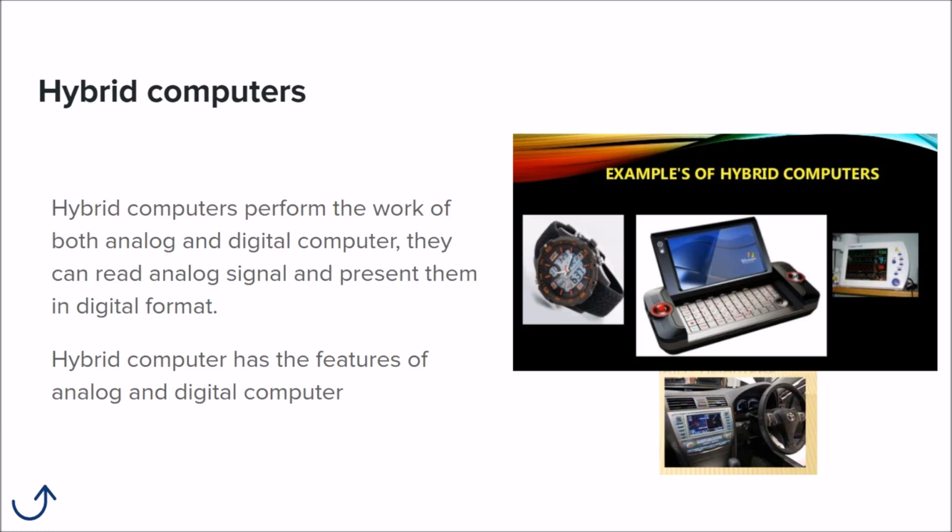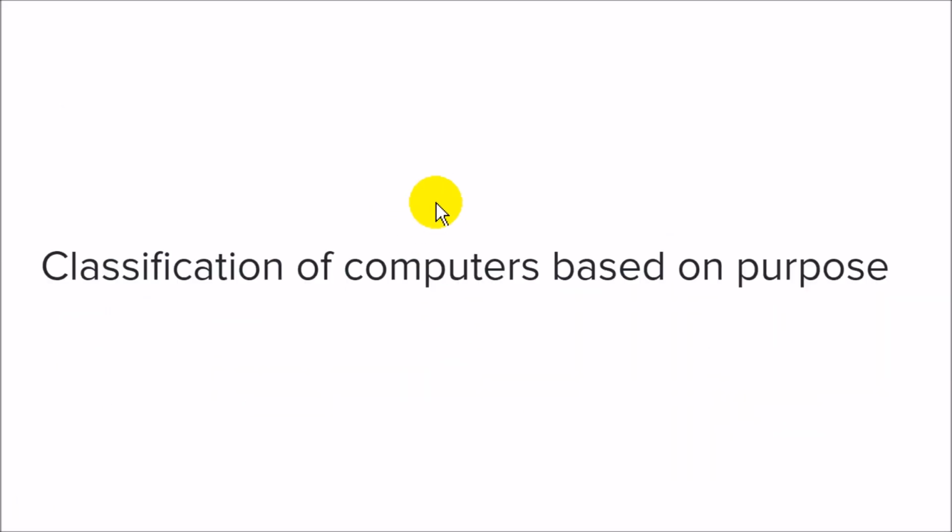Okay, so what you need to understand here is that hybrid computer simply means computer that has both the features of analog and digital computer. Okay, so that is it about classifications of computer based on type. So let's look at classifications of computer based on form, based on purpose.